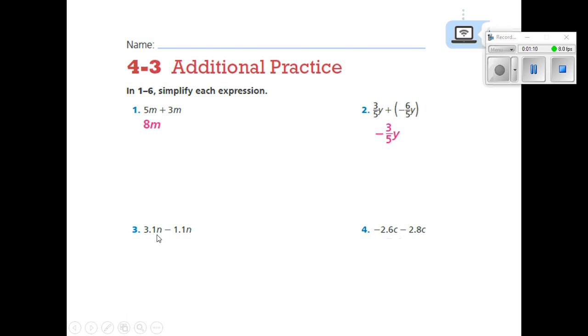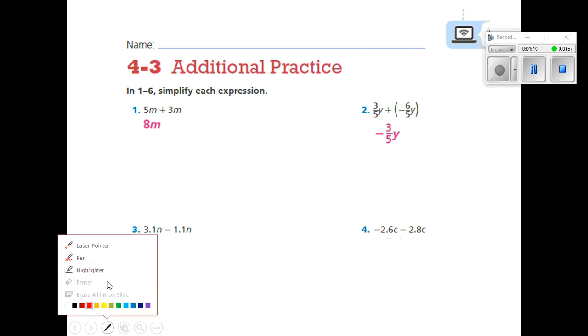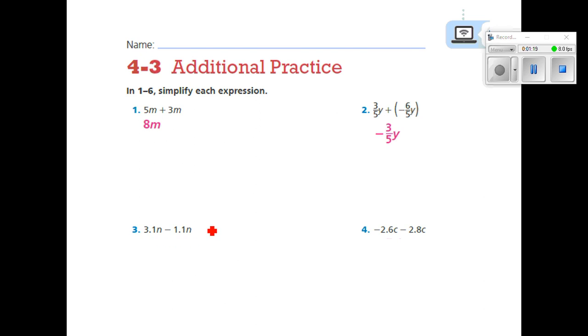We got 3.1n minus 1.1n. If I took my pen here, I'd see that I have really 3.1 minus 1.1. They both have n, so they're like terms that will end in n. And 1 minus 1 is 0, and 3 minus 1 is 2. That's going to give me 2. There should be nothing more than 2n. Let's check it out. And I did say we would have 2n there, so let's see.